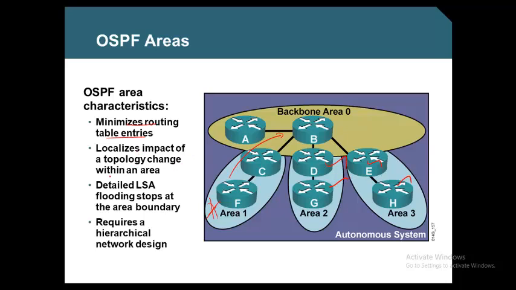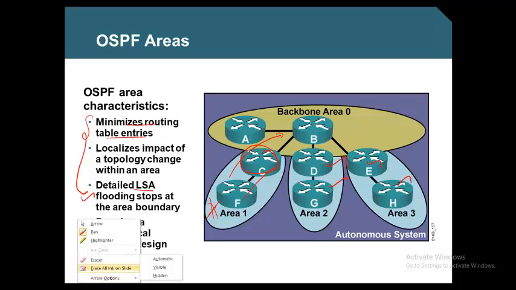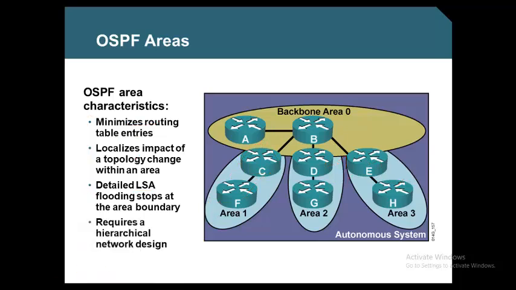Next is detailed LSA flooding stops at the area boundary. As we already know, we are going to summarize. So detailed LSAs, link state advertisements, will not be sent to other areas. So for these three beautiful reasons, we need this hierarchical structure. Minimize the routing table entry, localize the impact of topology change within an area, detailed LSA flooding stops at the boundary.